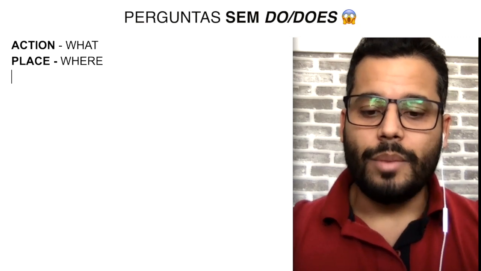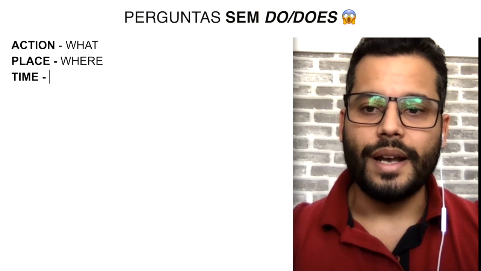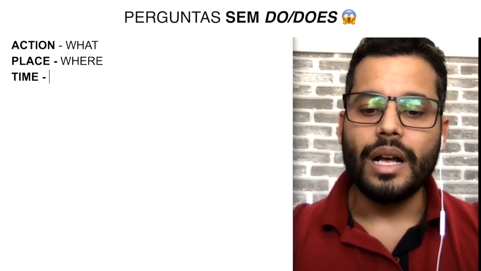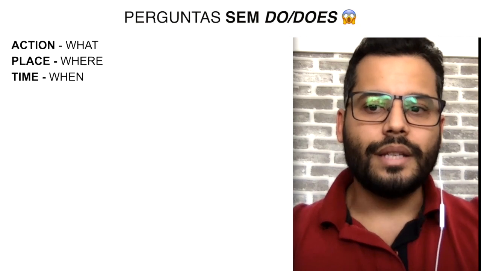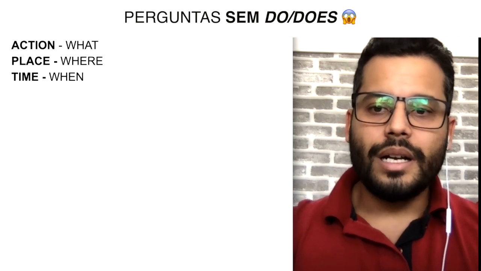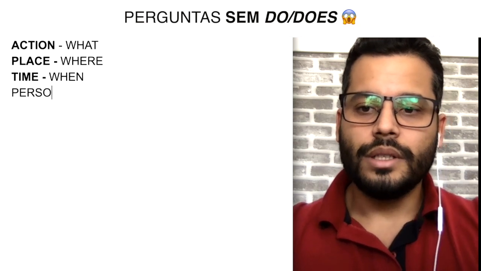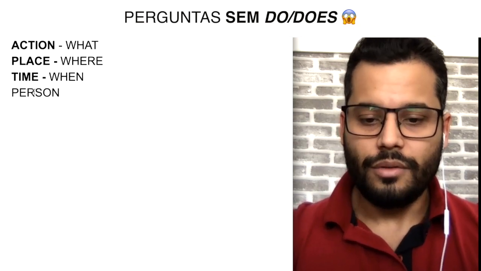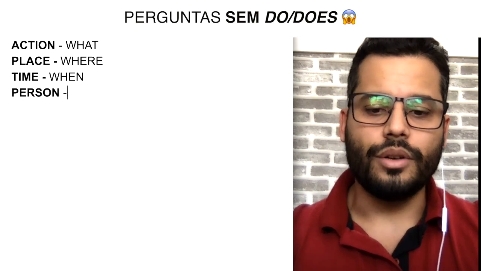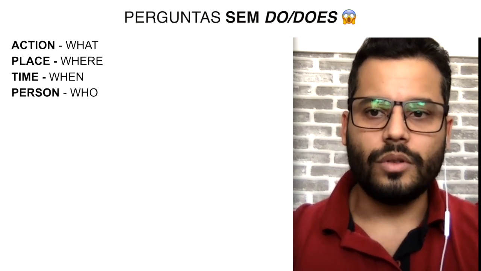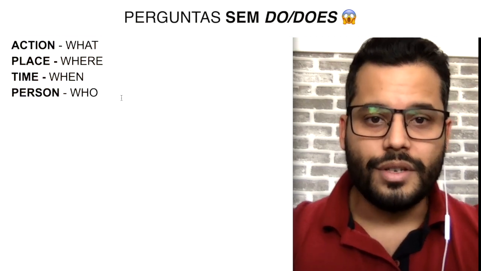Okay. How about a question word for time? For time we use when. When is for a period of time, for dates, all right? And then it's possible to have a question word for person. Can you remember this question word? We use who, okay? So these are some question words we have learned so far.